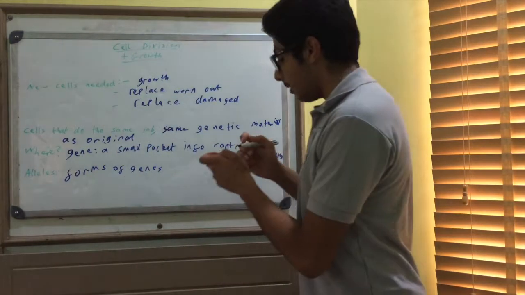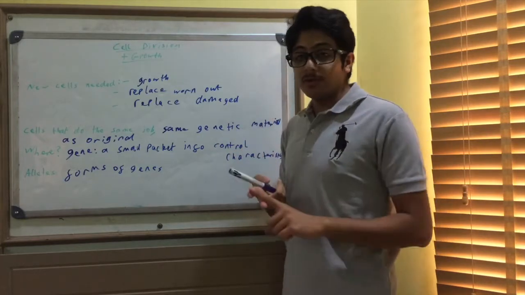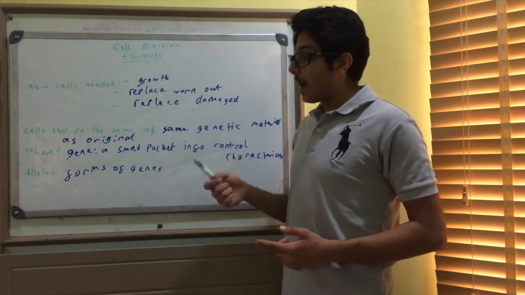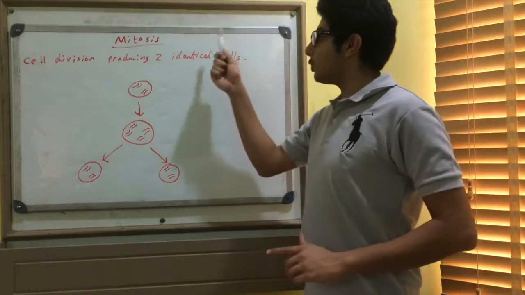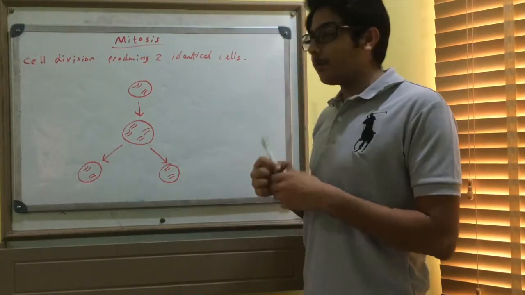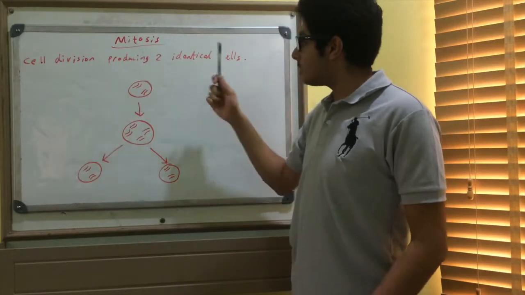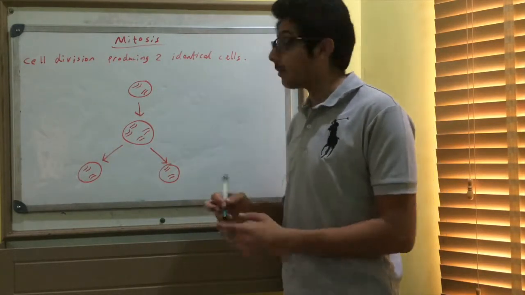Now in this video, I will be going over, there are two types of cell division. There's mitosis and there's meiosis. Now we're going to talk about mitosis. Okay, so mitosis. Mitosis is a form of cell division. And it is cell division that produces two identical cells, as shown in this beautifully drawn diagram.